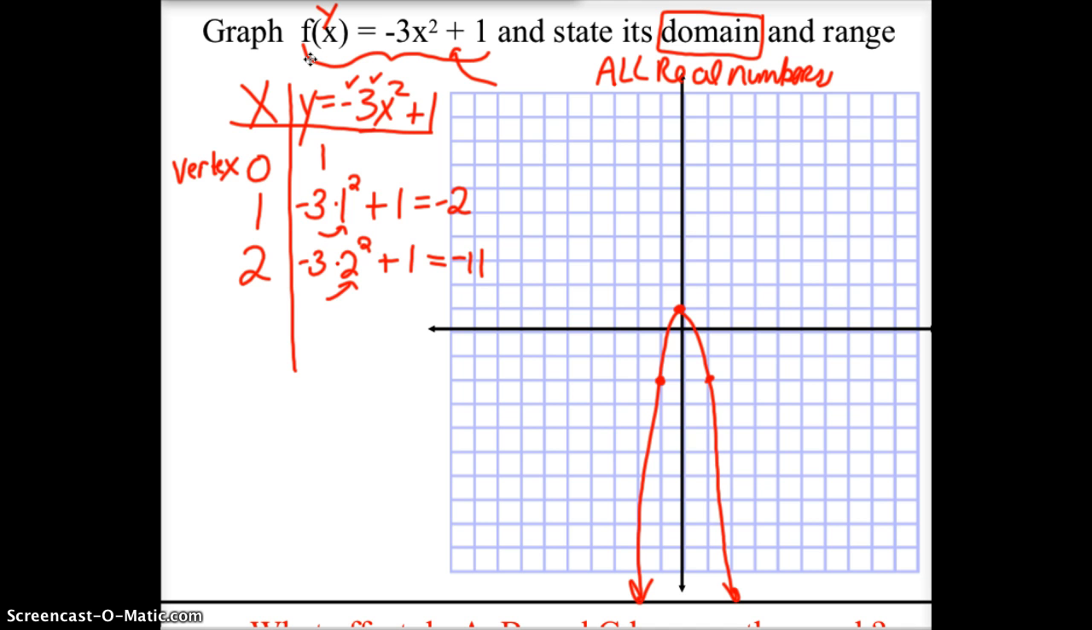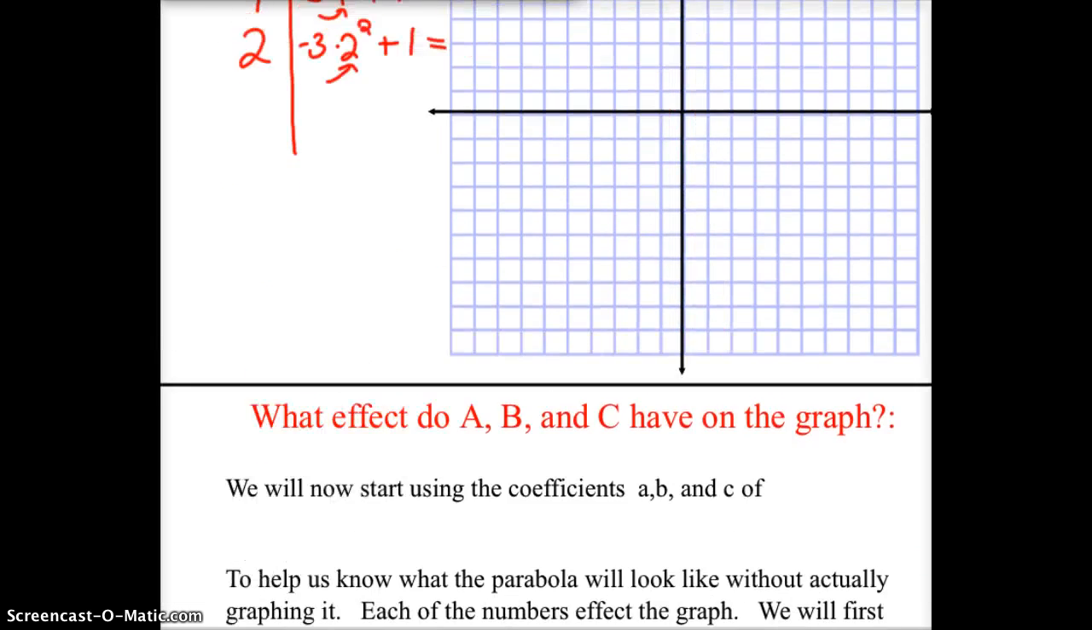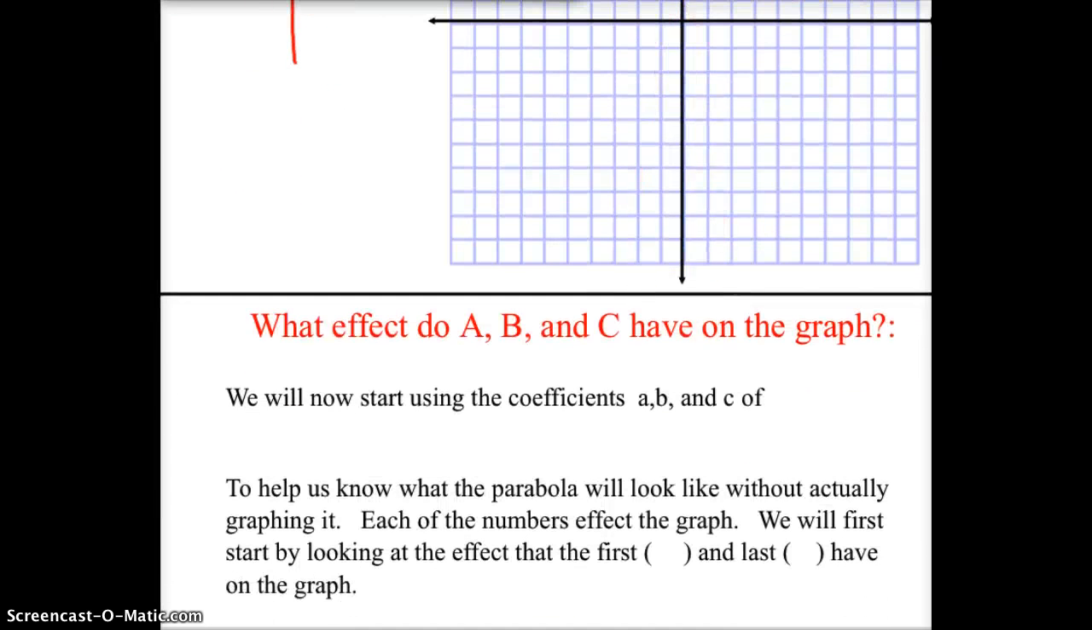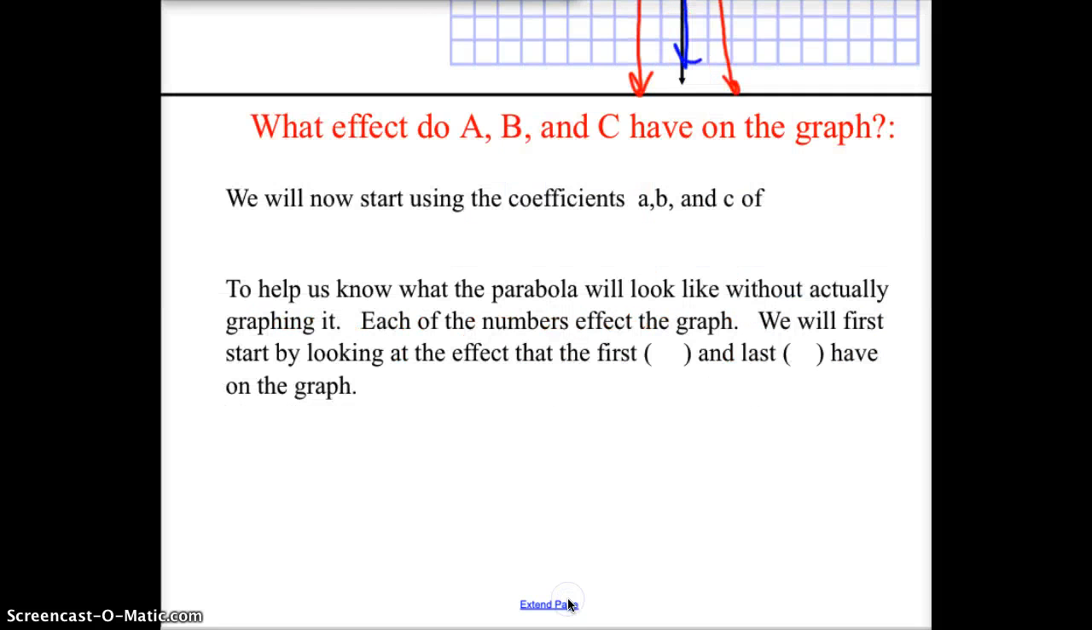And again, remember the vocabulary. We call this the vertex. We call this line splitting it in half the axis of symmetry. And because our vertex today is going to be when x is equal to 0, today our axis of symmetry is always just this y-axis, or the line x equals 0. All right, so let's go down here. And we're going to have a discussion about what effect these numbers are having on the graph.